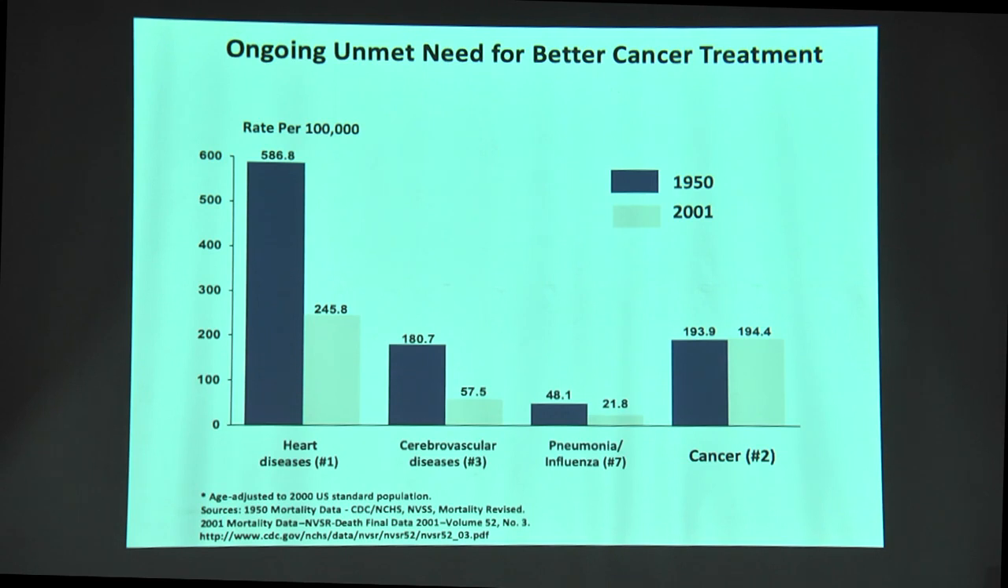This is an old slide from 2001, and here is a snapshot between 1950 to 2001 across different diseases, whether it is cardiovascular diseases or cerebral vascular or pneumonia or infectious diseases. What you get to see is that the drop in the mortality in these diseases has been significant. However, when it comes down to cancer, you do not see this significant or any drop per se.